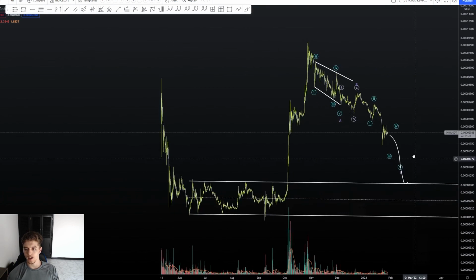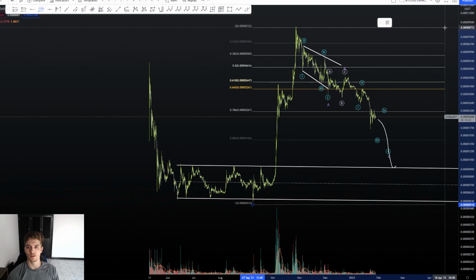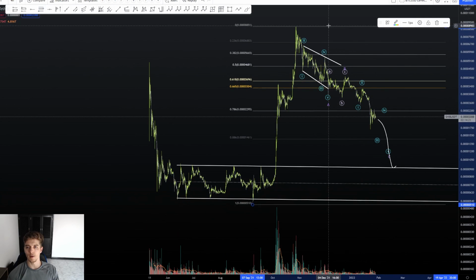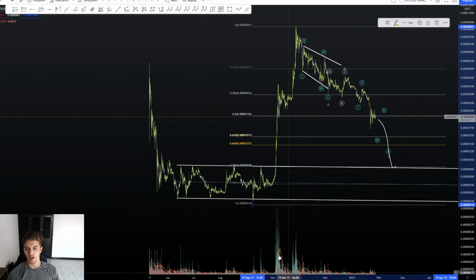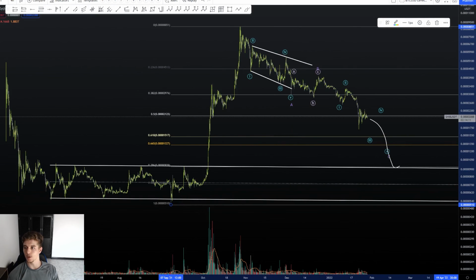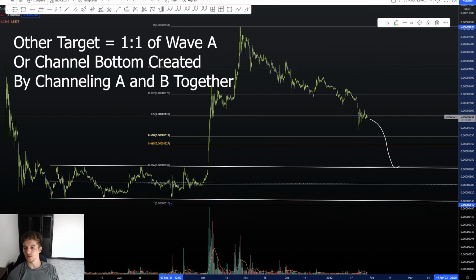Now we could go ahead. I actually haven't really planned out the targets before making this video, but we could go ahead and kind of assume that it's going to bounce around a fib level. So we have this log-based golden pocket down right here. So this could be the bottom of this wave C in the previous count that I showed you guys right here, or it could be the bottom of the wave 3.